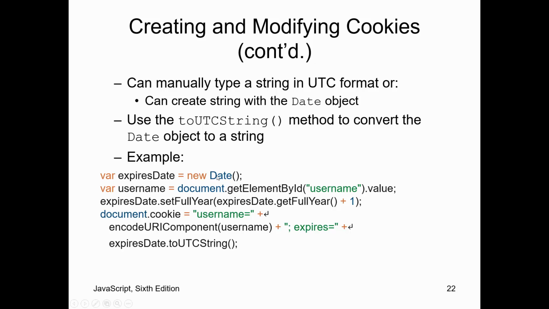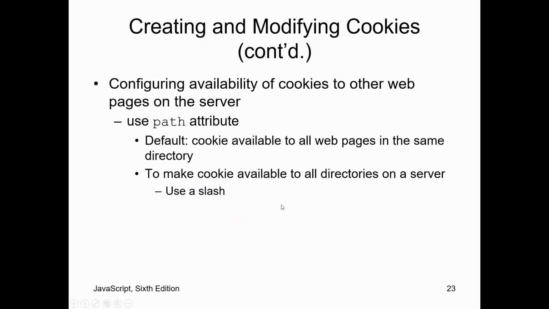So I can do an expires with a new date, and I can put a value in there. So this would tell it to expire a year and a day from right now. Configuring the availability of cookies to other web pages on the server, you can use the path attribute.